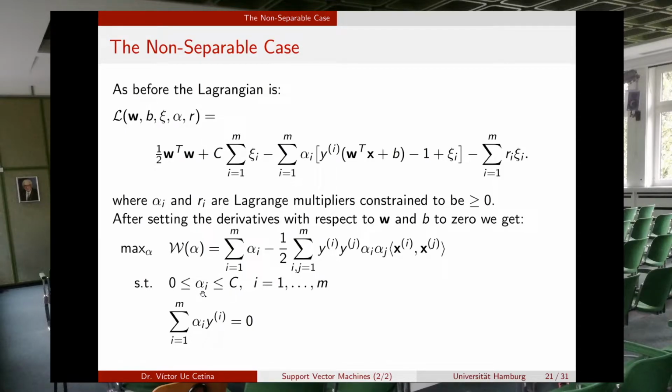the alphas. In the previous problem, we didn't have c, and this constraint was simply that alpha should be at least 0, or larger than 0. And this constraint we had also before. It was saying that the sum of these products for the m examples should be 0. So mainly the only difference is that we have this upper bound for the values of the alphas.